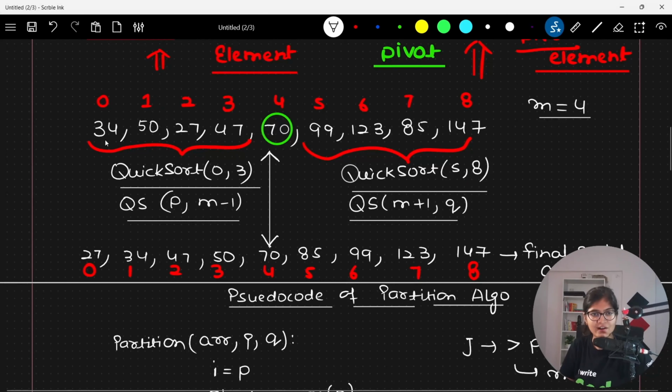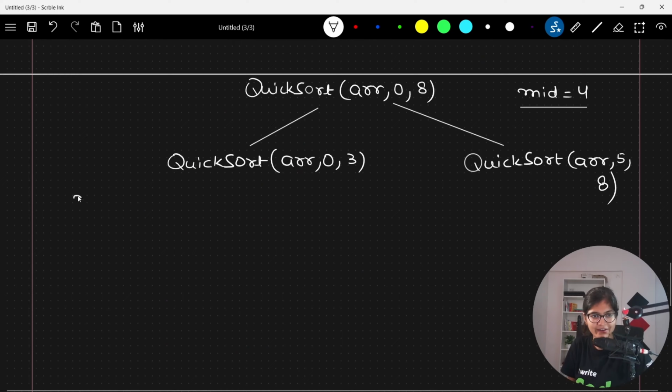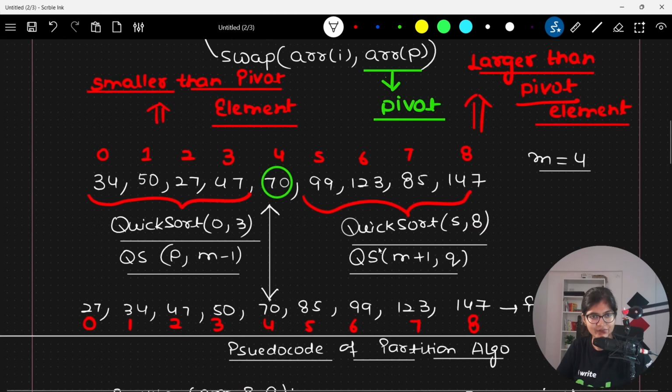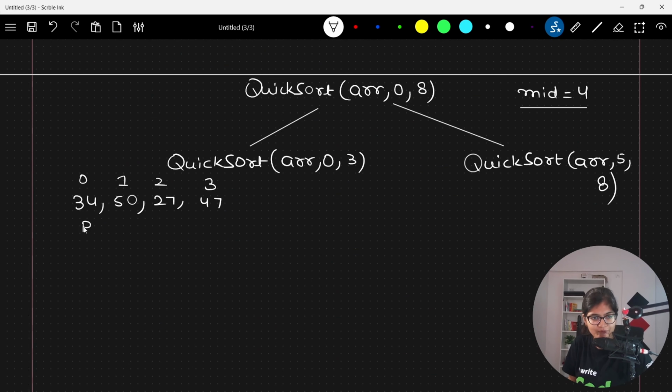So if I try to solve this: 34, 50, 27 and 47, right? On the left side we will have 34, 50, and then we have 27 and 47. So it will be indices 0, 1, 2 and 3. Again, this is the value of P, this is the value of I and this is the value of J. So now again what will happen? Always remember, this is the pivot element that we have. 34 is the pivot element.